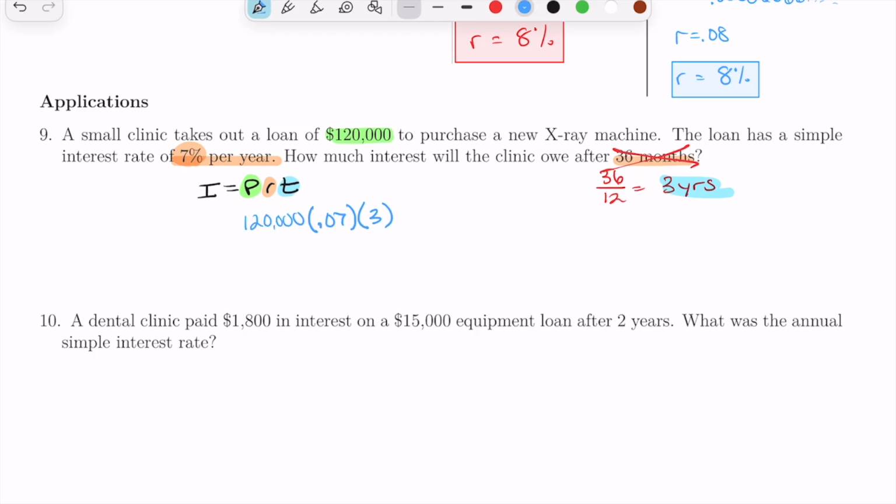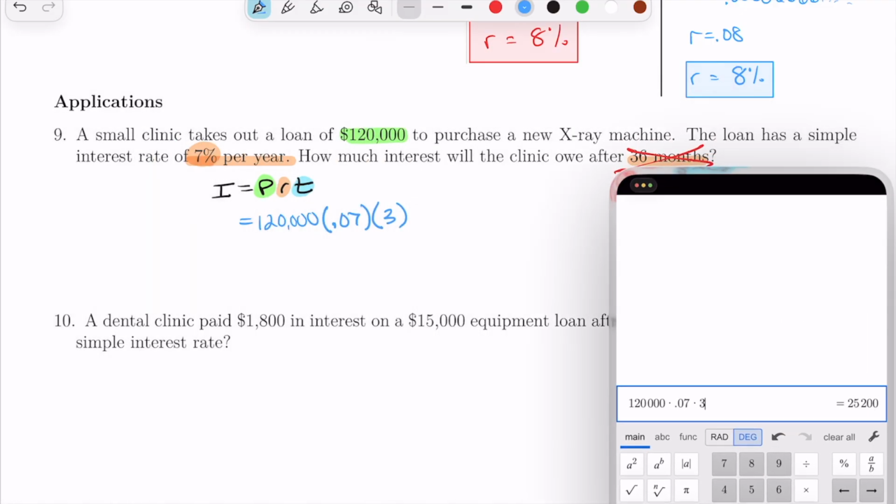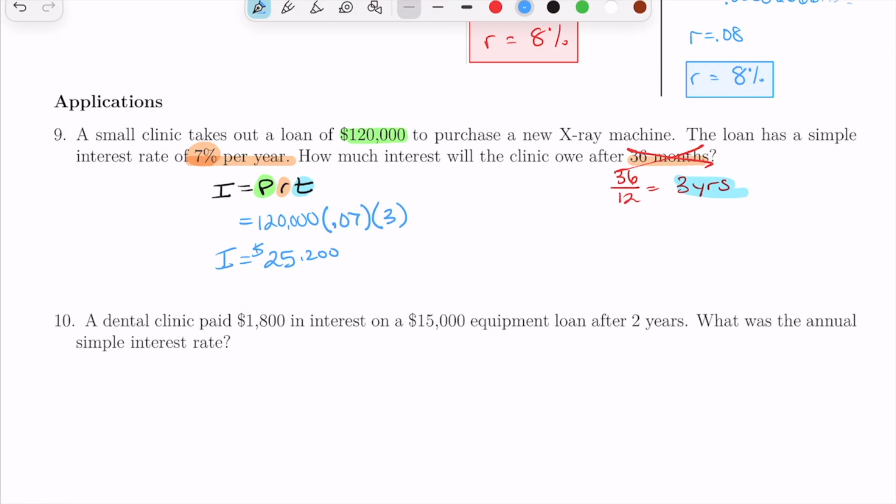Make sure to use 0.07 for your rate. And now we're ready to grab our calculator. This gets us $25,200. So the interest on this loan after 3 years' time will be $25,200.